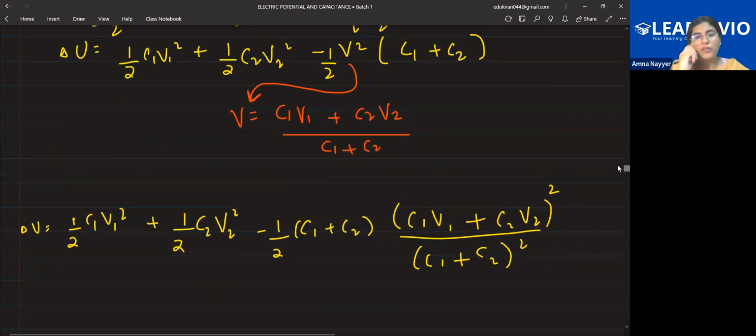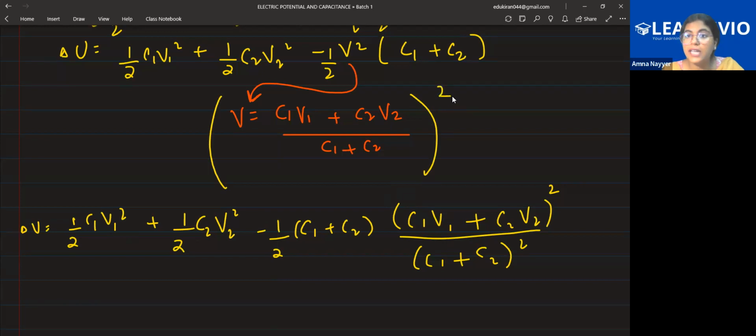If you put the value of common potential here, you get half C1V1 square plus half C2V2 square minus half, C1 plus C2, and this entire potential's whole square. What is left? V square, so we have to square the entire term. So we get C1V1 plus C2V2 whole square divided by C1 plus C2 whole square.